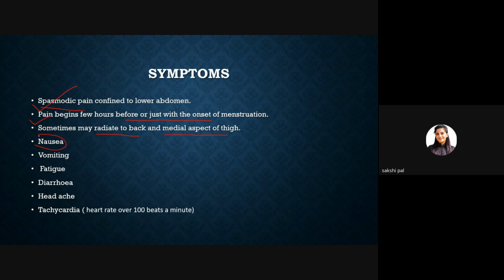Further symptoms are nausea, the feeling of vomiting but not actual vomiting, and fatigue. Of course, they will feel the whole lifestyle change. Diarrhea, with an urge to go to the washroom. And tachycardia. What is tachycardia? One is arrhythmia, which is an imbalance in your heartbeat. Tachycardia is a heart rate over 100 beats a minute. In normal condition it is normal, but if it goes to 100 beats in 1 minute, that means tachycardia. They can have palpitations also.